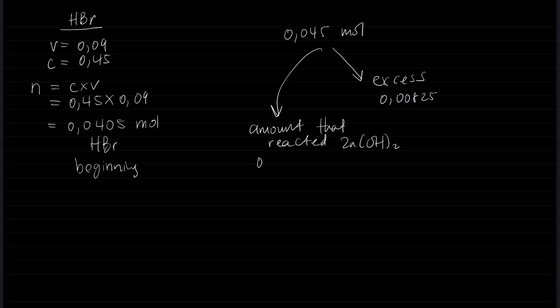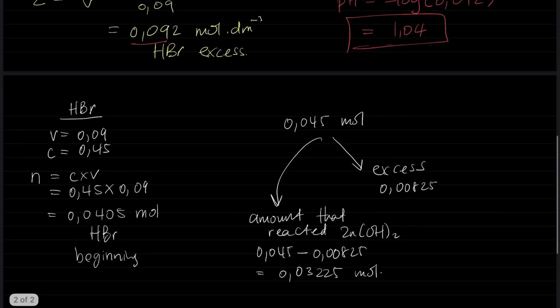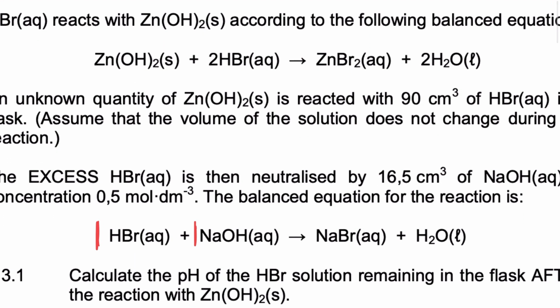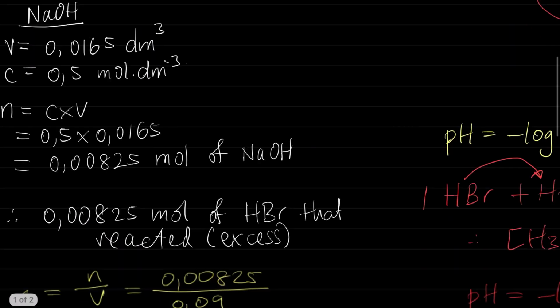That means the amount that reacted with the zinc hydroxide must be 0,045 minus 0,00825, and that's 0,03225. Now that we know the number of moles of HBr that actually reacted with the zinc hydroxide, we can use a mole ratio to figure out the number of moles of zinc hydroxide that reacted. So we go to our reaction and we look at here. The ratio between HBr to zinc hydroxide is 2 to 1.